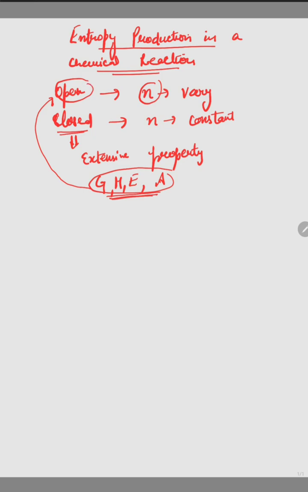Okay, since we have studied the open system, and for the open system, if we take the extensive property, that is the internal energy. So basically internal energy, that depends upon the entropy of the system, volume of the system, and number of moles present in the system. Okay, E is a function of S, V and Nj.